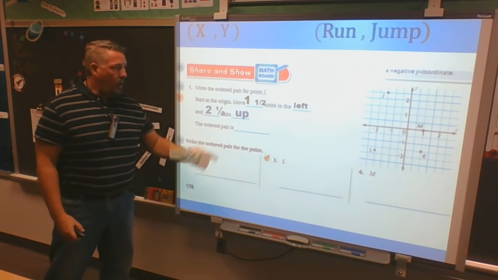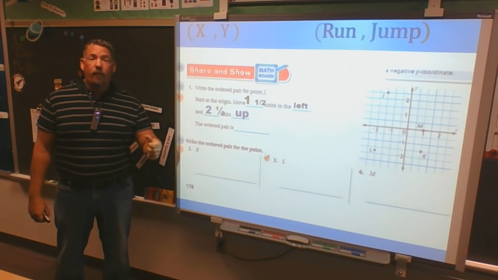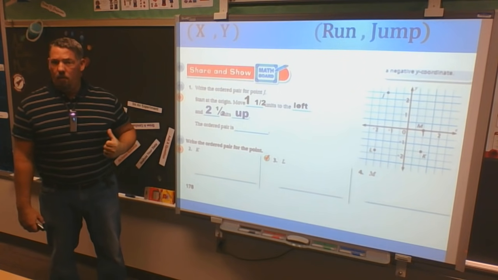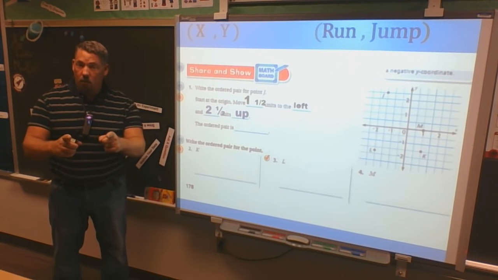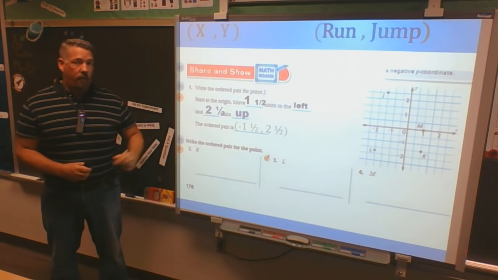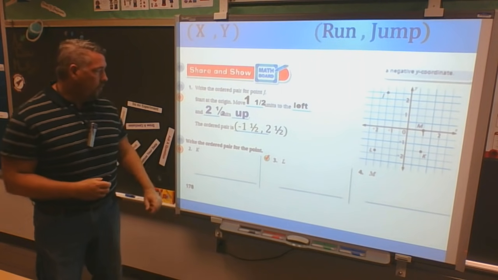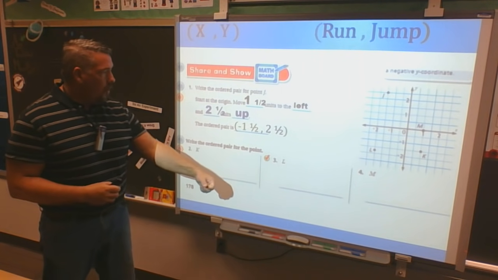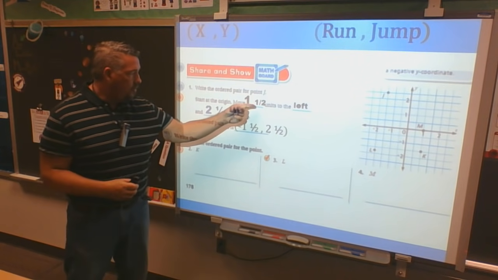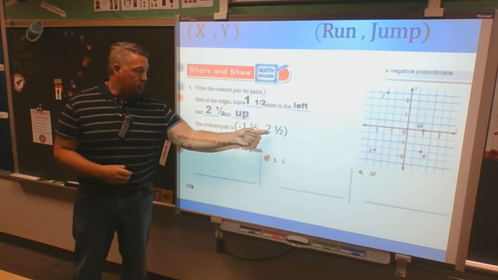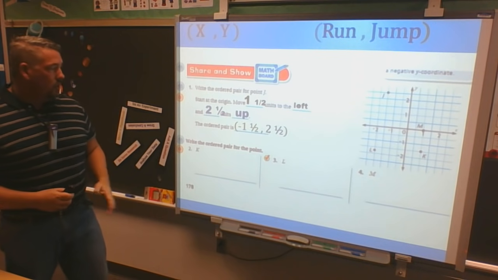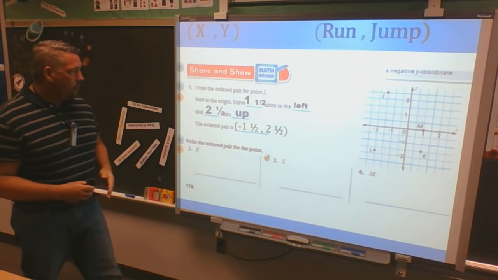So going up 2.5. My first number went left. What type of number does it have to be? Because now we're going to do the ordered pair. Remember on ordered pairs, you have to have your parentheses separated by a comma. So my first one, I went backwards -1.5 to the left. And then my second one, I went up, because it was positive, 2.5. So that would be my ordered pair.